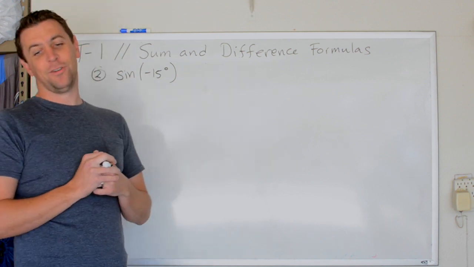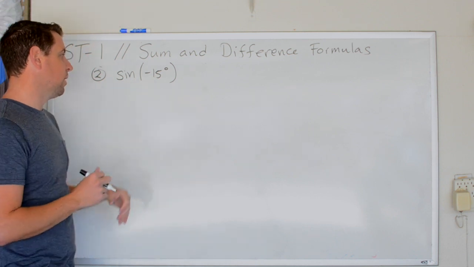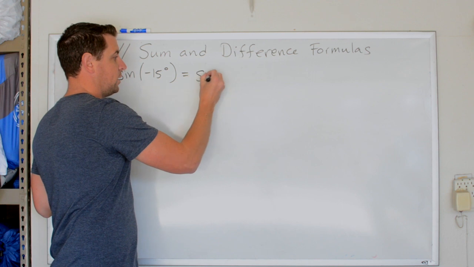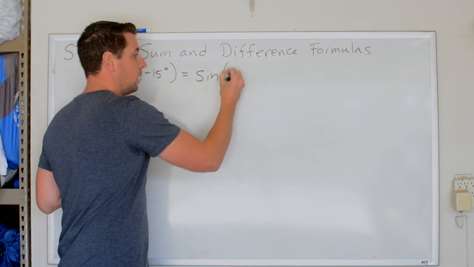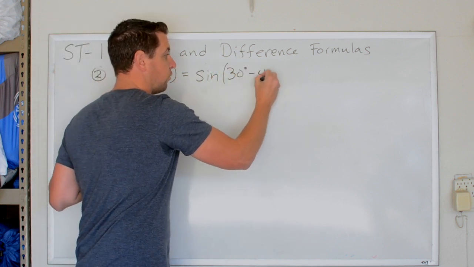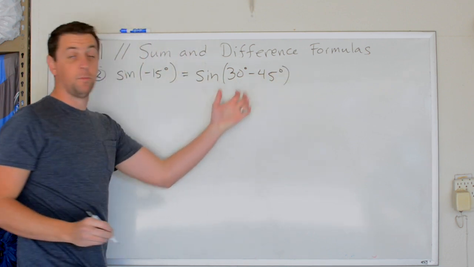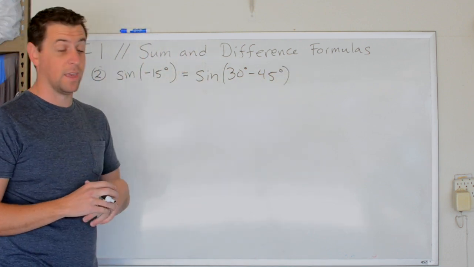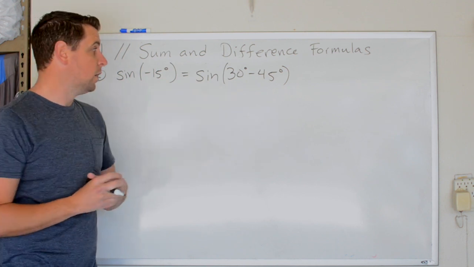Alright, welcome back. Hopefully you guys got it. If not, let me help you guys out. I know that two angles that would subtract to negative 15 degrees would be 30 degrees minus 45 degrees. Now it's possible I could have picked other angles like 45 and 60, and it turns out you'll get the same solution at the end. But these are the two that I chose.